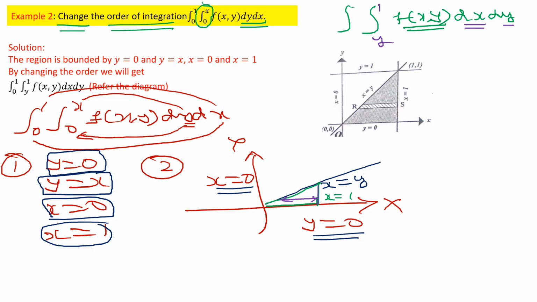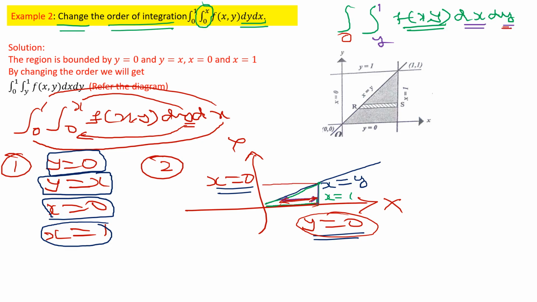Then for the limit of y, I have to move this line down. Just imagine this arrow will come down and lie on the x-axis. I am looking for the y value. On the x-axis, the value of y is 0. So that is my lower limit. Then we keep on moving this strip a little bit up.